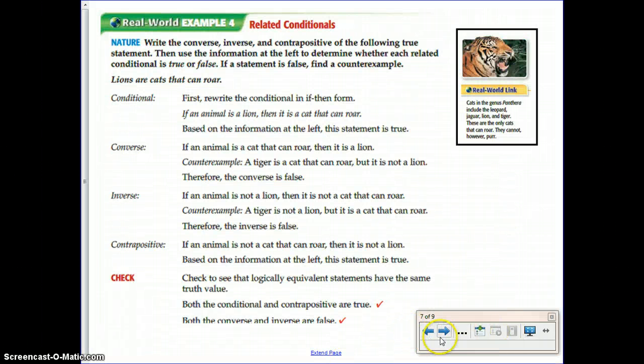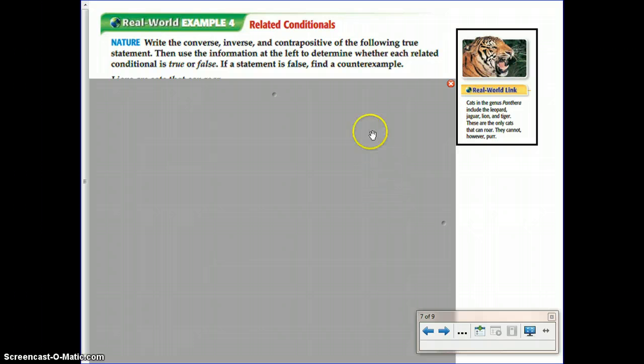All right, so for our last example, we're going to write the converse, the inverse, and the contrapositive of the following statement. Then we're going to use the information over here to the right, which is that cats in the genus Panthera include the leopard, jaguar, lion, and tiger. These are the only cats that roar. They cannot, however, purr. So we're going to use this information to determine if they are true or false, and if the statement is false, then we're going to write a counterexample.